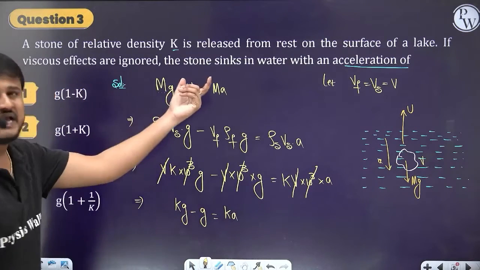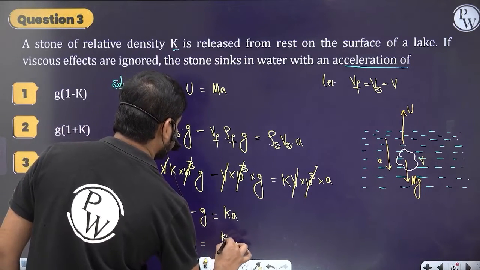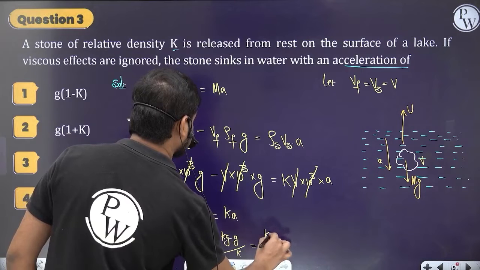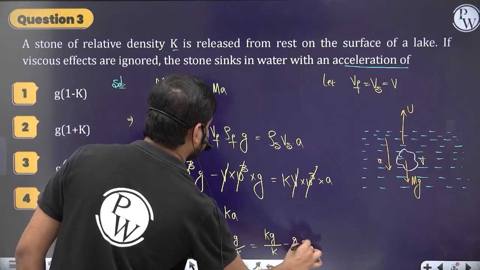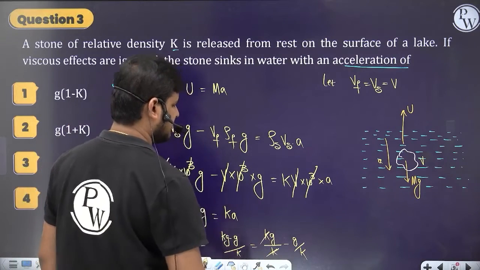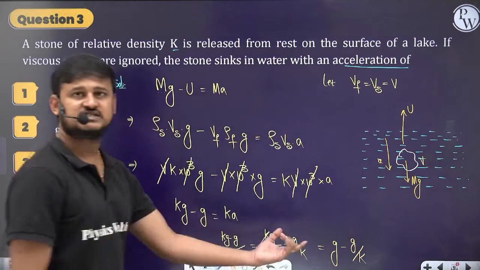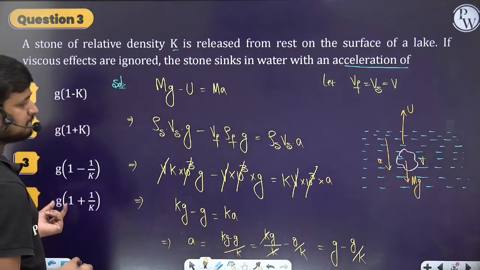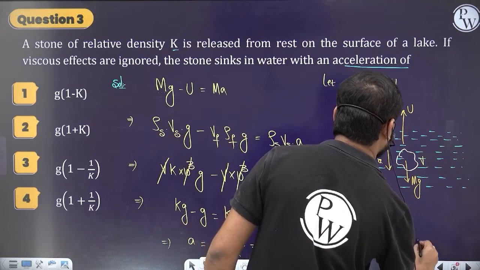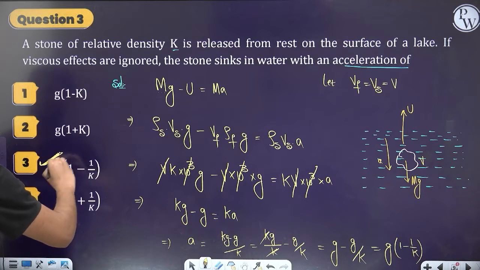They are asking with what acceleration it is going down, so the acceleration a is required. So a is equal to kg minus g by k, which I can write as kg by k minus g by k. I am just splitting the denominator over both terms. So k cancels, which is equal to g minus g by k. Or else I can take g common, which is g into 1 minus 1 by k. Option 3 is the correct one.